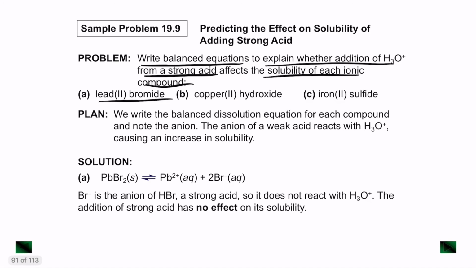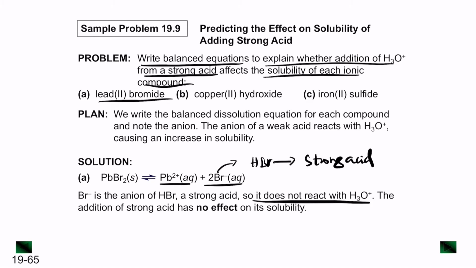Lead(II) bromide, when you split it, becomes Pb2+ plus 2Br-. Br- comes from HBr, which is a really strong acid. So the anion here is a strong acid anion, which means it does not react with H3O+, and therefore has no effect on its solubility.